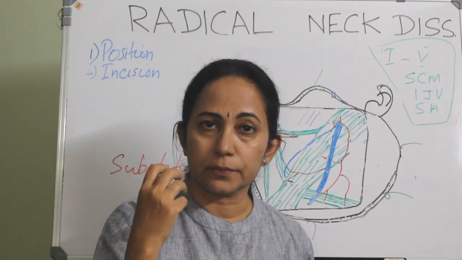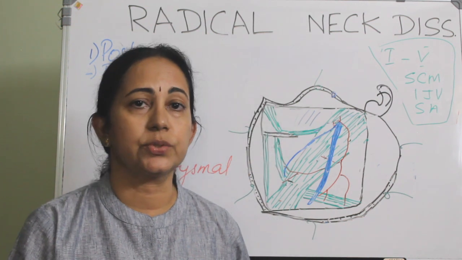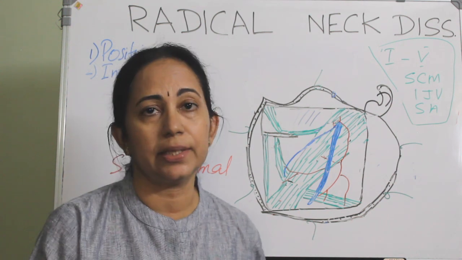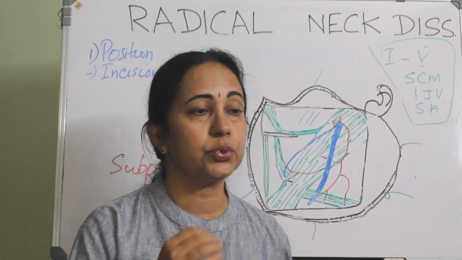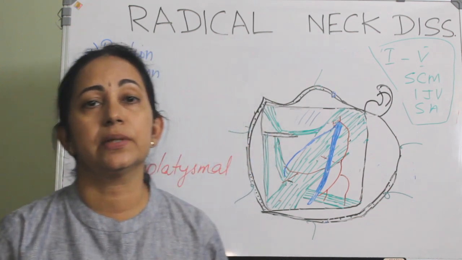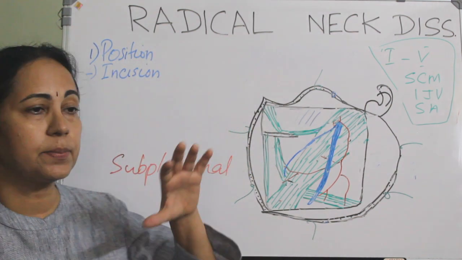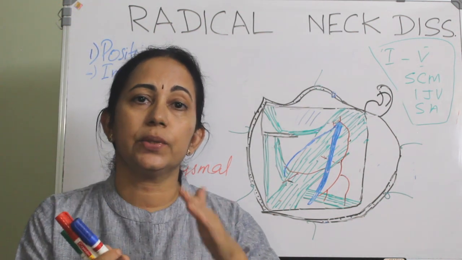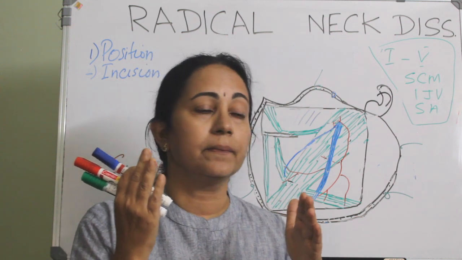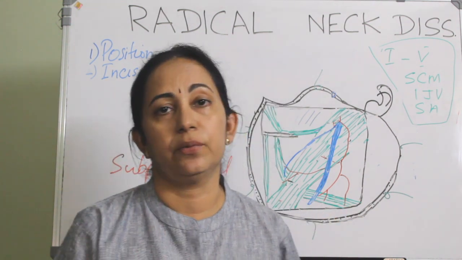If you injure that, there is a chance of drooping of the corner of the mouth. So you should be very careful to preserve the marginal mandibular nerve, and this marginal mandibular nerve is going in a plane which is in between the platysma and the deep cervical fascia.